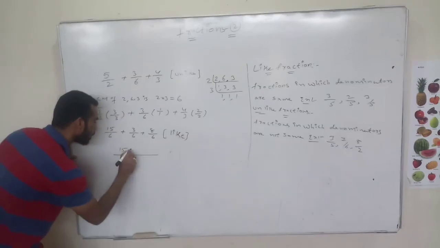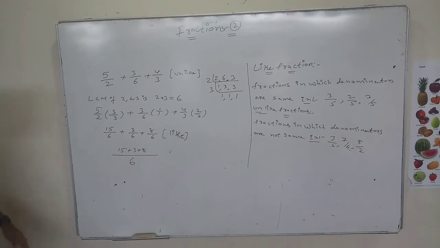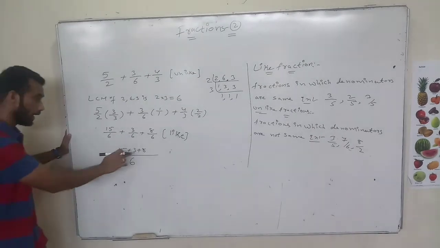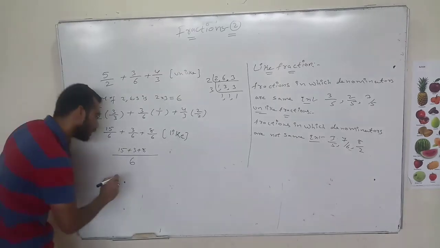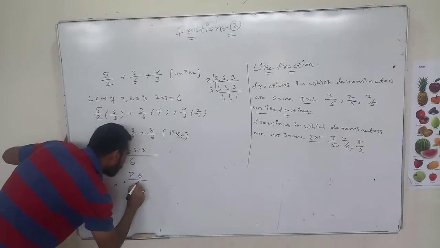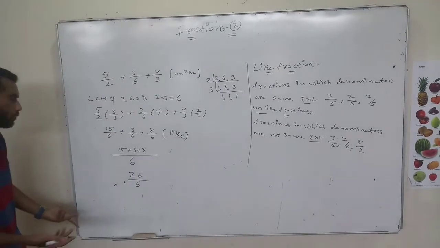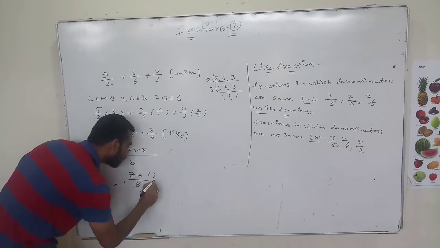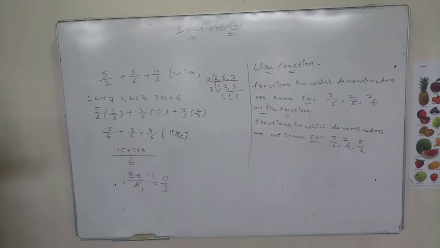Add it. 15 plus 3 plus 8. How much it will be? 15 plus 3, how much it will be? 18. 18 plus 8, 26. 26 by 6. If you want to go for the lowest form, you can go for the lowest form. 2 3s are 6, 2 13s are 26. The answer is 13 by 3.